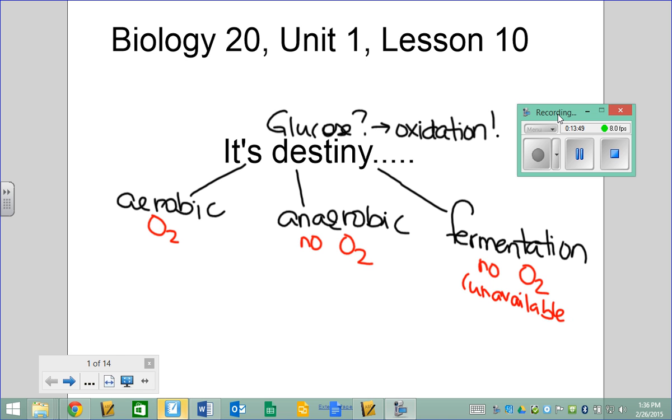So I'm just going to add the word unavailable here because a lot of organisms that do fermentation can also do aerobic cellular respiration, whereas anaerobic cellular respiration is really limited to organisms that don't usually do this with oxygen. So in your textbook, you'll notice that it mentions a few specific types of organisms that can do this. So for example, it says, refer to, which page is that? 12.